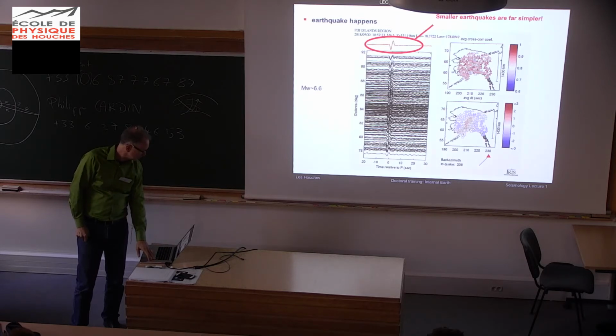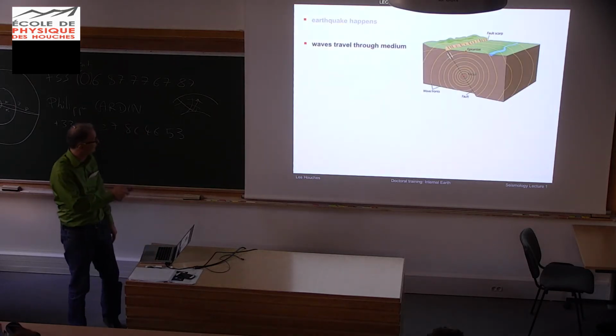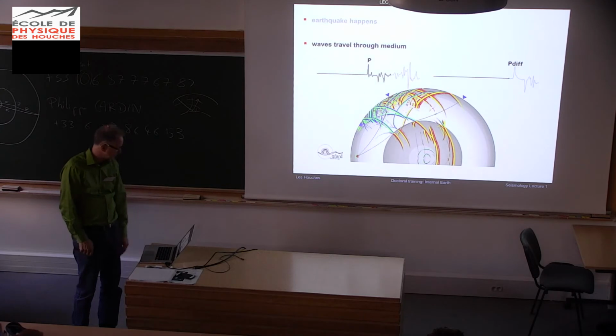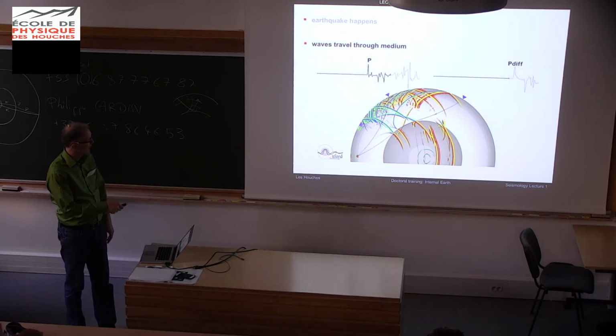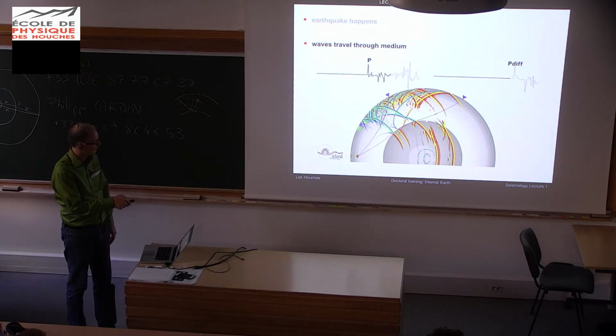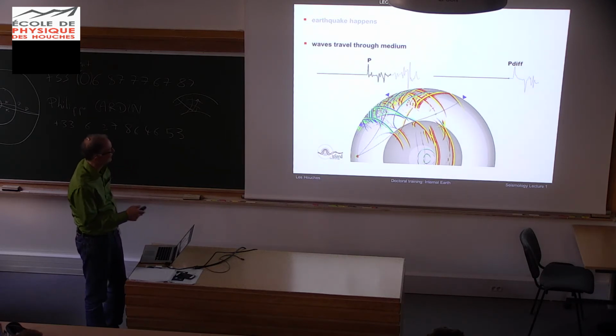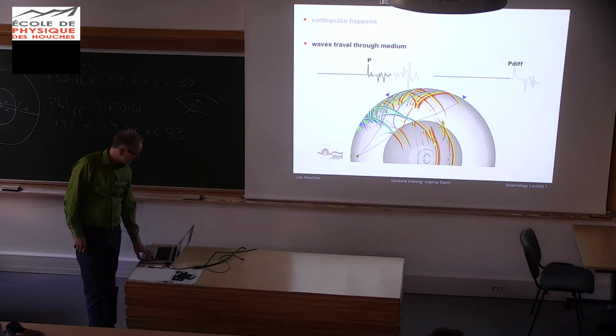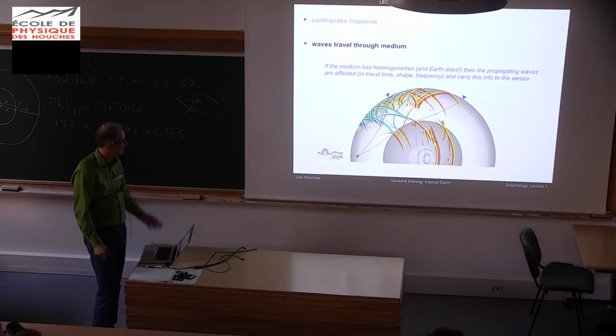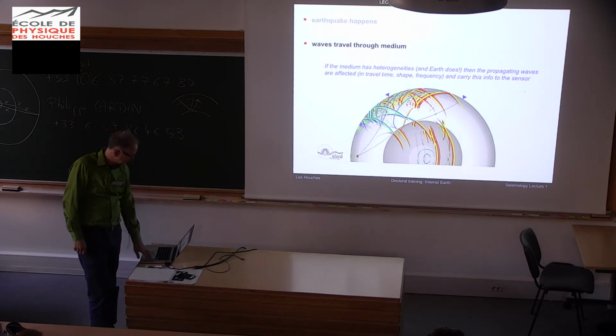Okay, so an earthquake happens, and then the waves start rippling through the medium, and they get to our sensors, and we see these different things depending on where you are. Here's a P wave. Here we get farther, so it's a little problem with the gray patch. It's not supposed to be in the core. Anyway, the diffracted P wave. And if the medium has heterogeneities, of course, we end up with some travel time anomalies.